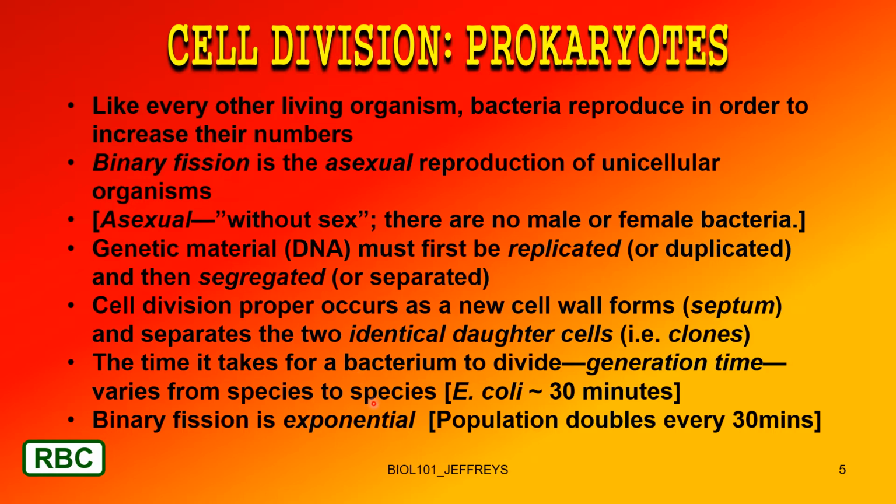Generation time for bacteria varies from species to species. E. coli, that's Escherichia coli, you're familiar with E. coli from the news, I'm sure. E. coli, a model organism for biologists, by the way, is about 30 minutes. Binary fission is exponential, so every time one cell divides, you get exponential growth. If you have one cell divided into two, then those two cells divide into four, those four cells divide into 8, and so on like that. So the population doubles every 30 minutes.